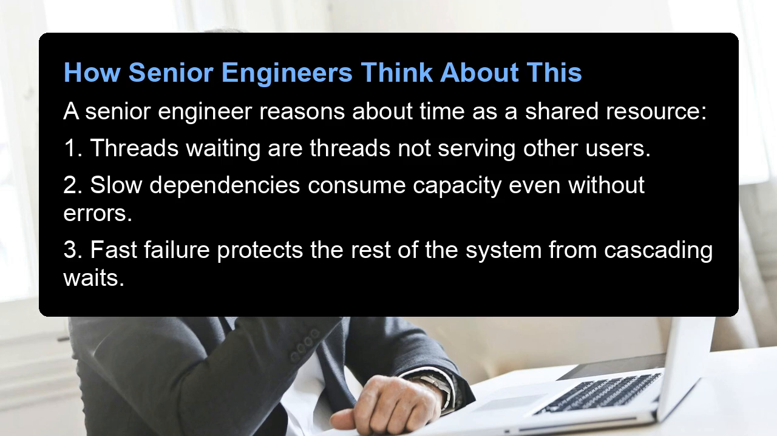How senior engineers think about this. A senior engineer reasons about time as a shared resource. 1. Threads waiting are threads not serving other users. 2. Slow dependencies consume capacity even without errors. 3. Fast failure protects the rest of the system from cascading waits.